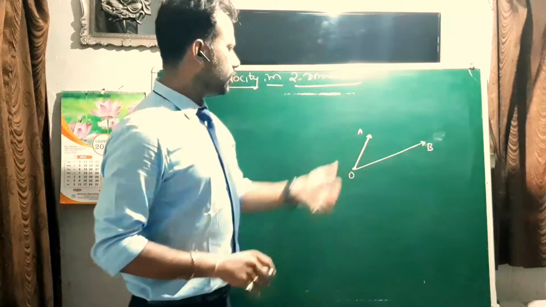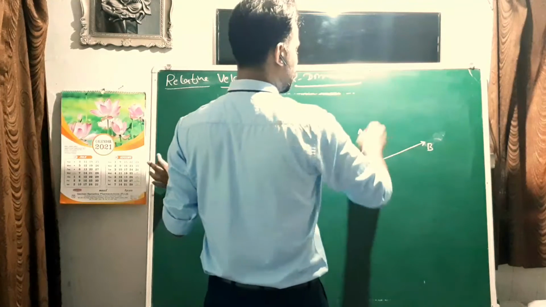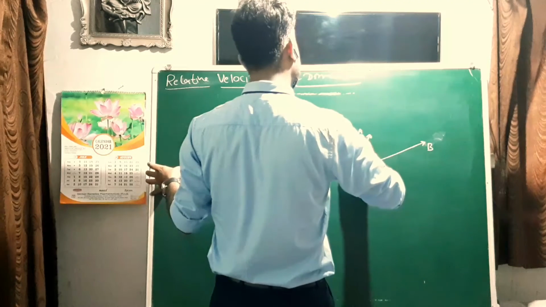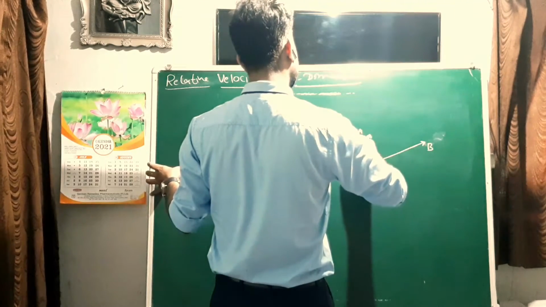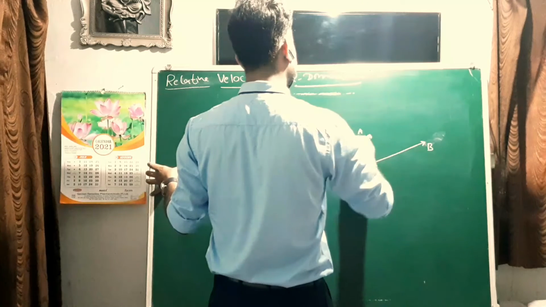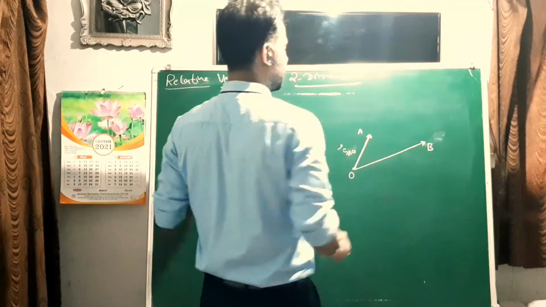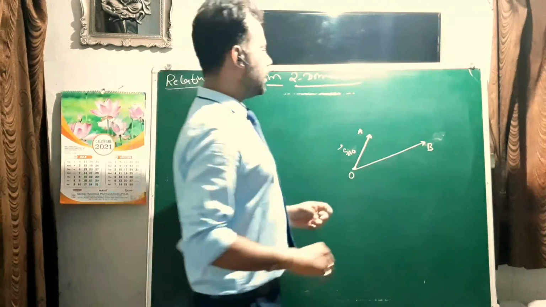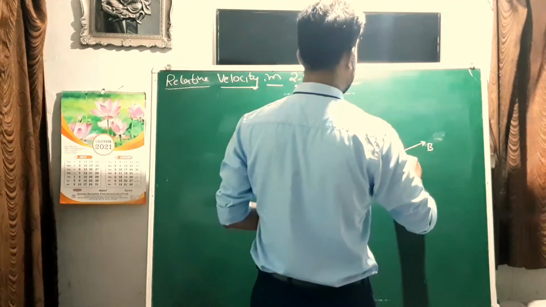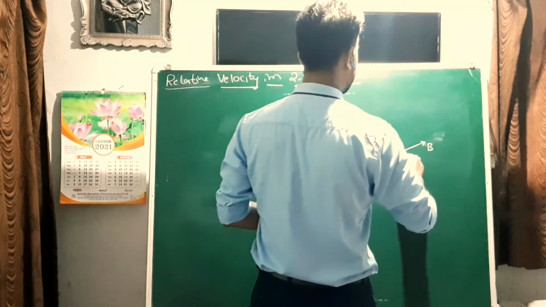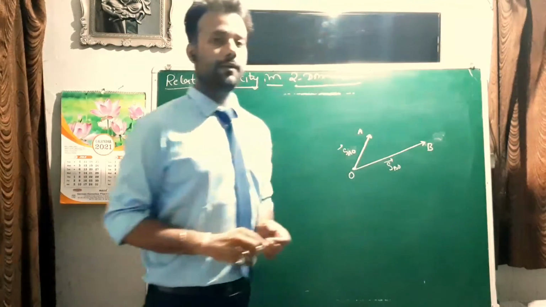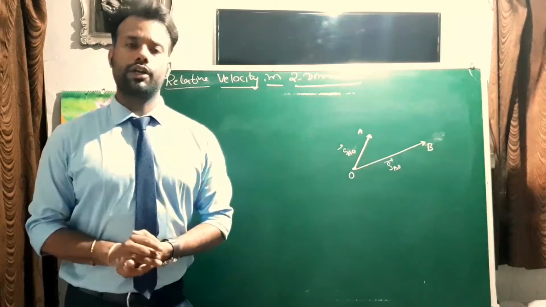The position vector of body A along OA, let's say, is given by SAO. That means this is the distance covered by the body A, and this is, let's say, SBO, the position vector of B with respect to the point O.